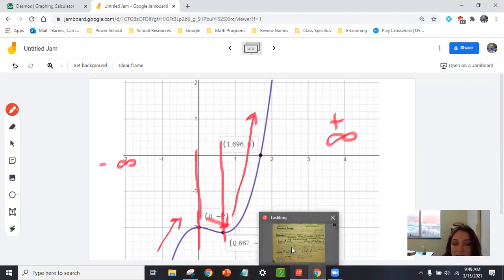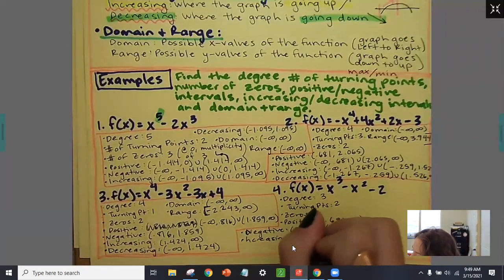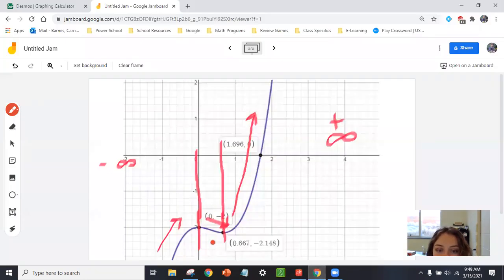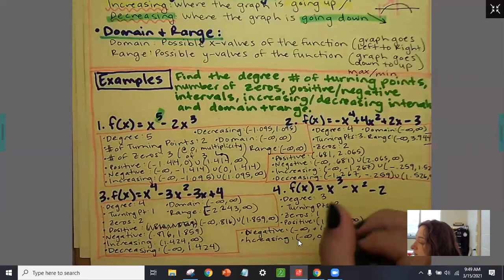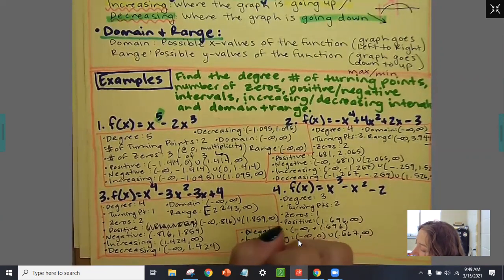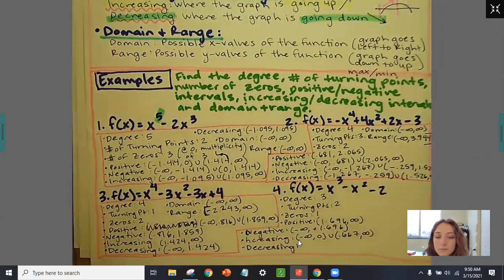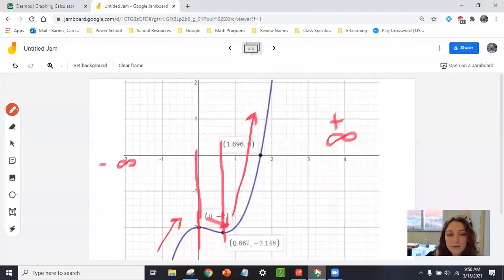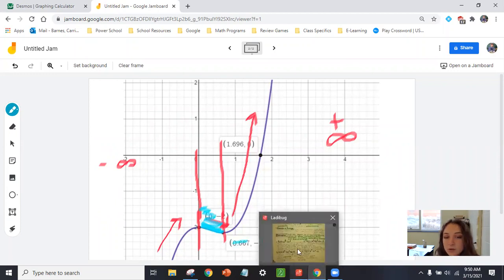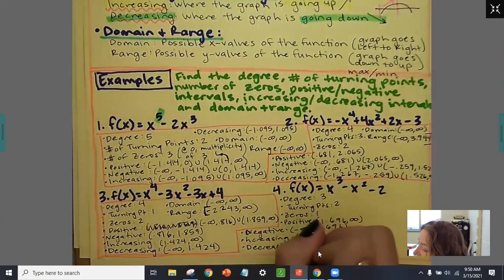Okay, so from negative infinity to 0, union, and then we have from 0.667 until positive infinity. So 0.667 to positive infinity. All right, now let's look at decreasing. Okay, and this function is decreasing only between these 2 points. So right here is where it's decreasing. That's going to be between 0 and 0.667. So between 0 and 0.667 is the only place where this graph is going down.